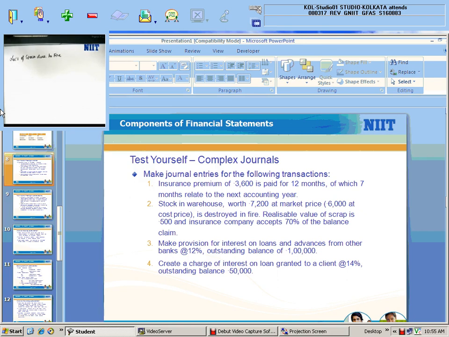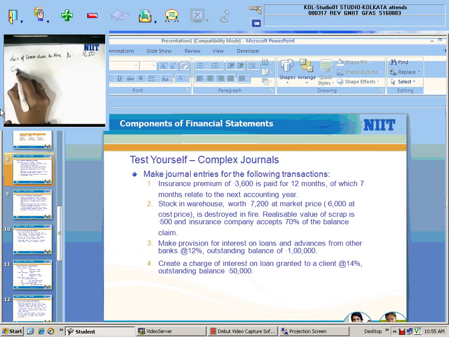Out of 6,000, 500 came by selling the scrap. 3,850 came from the insurance. So 4,350. So the remaining amount is loss. So loss of stock due to fire, you have to debit this account, 1,650.